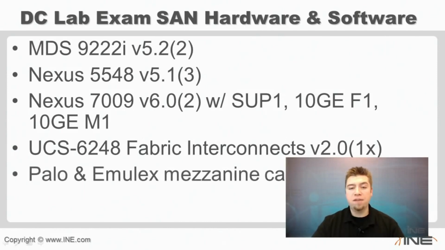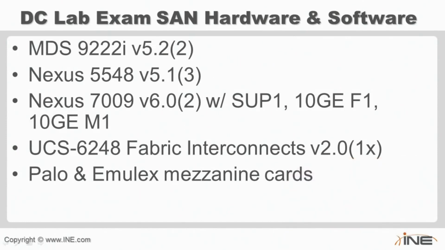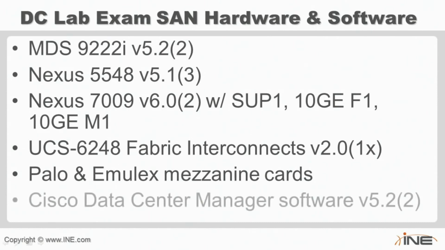Then on UCS we have a couple different mezzanine cards, which are essentially the converged network adapters that are sending the Fibre Channel over the Ethernet network. And then we have the Data Center Network Manager software. Now we didn't look at the DCNM yet up to this point in the scope of Nexus, because really one of the main reasons why you would want to use this software is to manage the storage network.